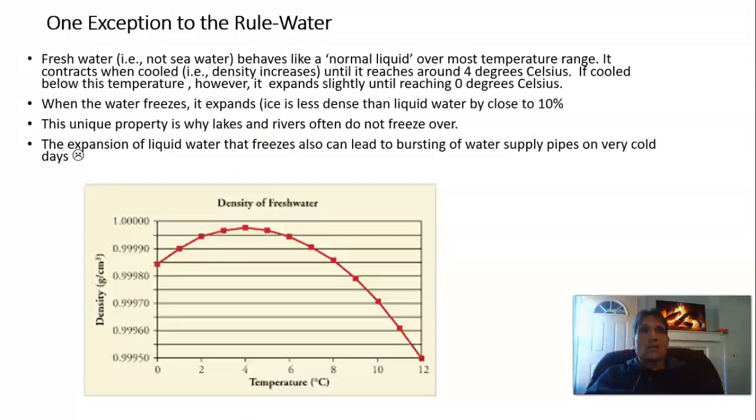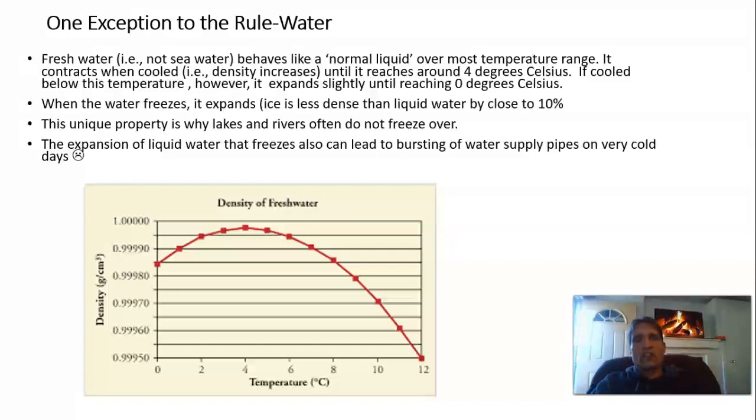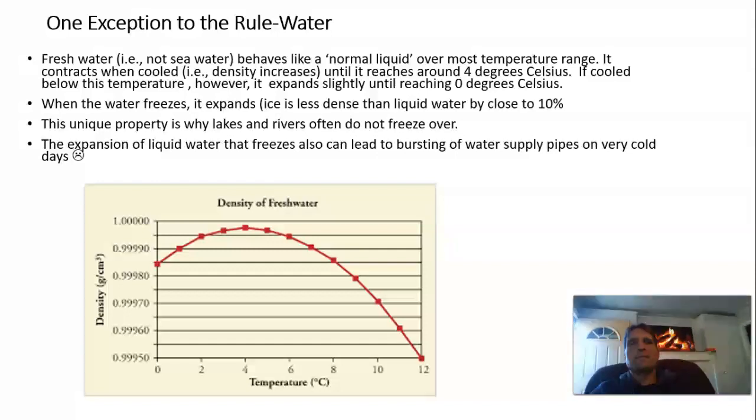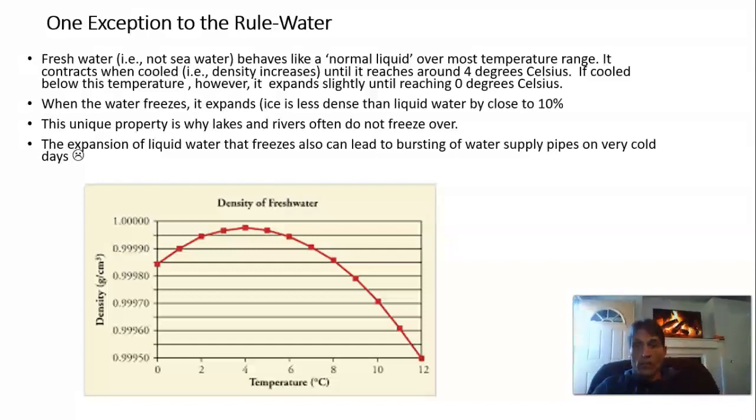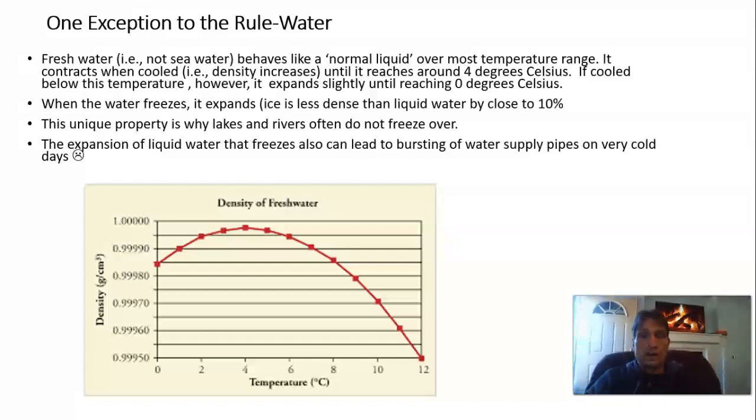Now, we've said that all objects, or almost all objects, expand when heated and they contract when cooled. There are a few exceptions. One important one is water. So let's look at this. This is the density of water, and this is temperature. And this is fresh water. And we see that water is most dense at about 4 degrees Celsius.